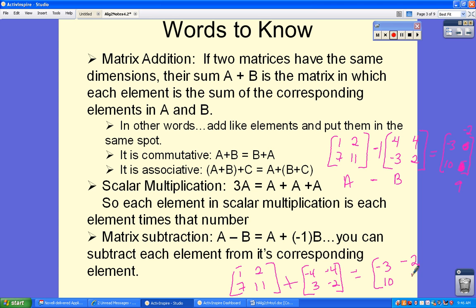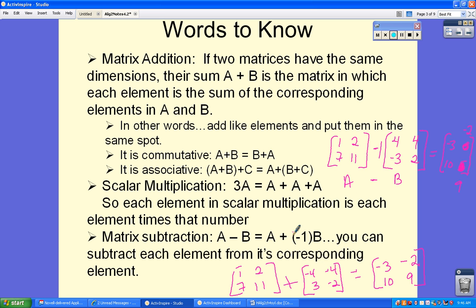Well, now you're probably all thoroughly confused. And nobody even told me I made a mistake before. 1 minus 4, negative 3. 2 minus 4, negative 2. 7 minus a negative 3 is 10. 11 minus 2 is 9. 5. Okay, I'm embarrassed. But anyway, I hope that didn't confuse you further. If it did, I'll clear it up tomorrow. My bad. Okay, so that's matrix subtraction.